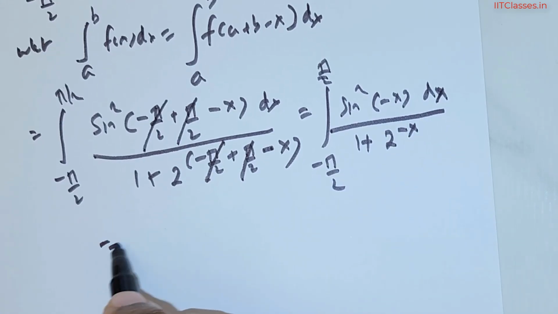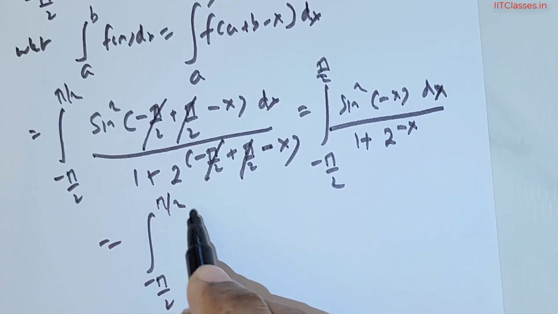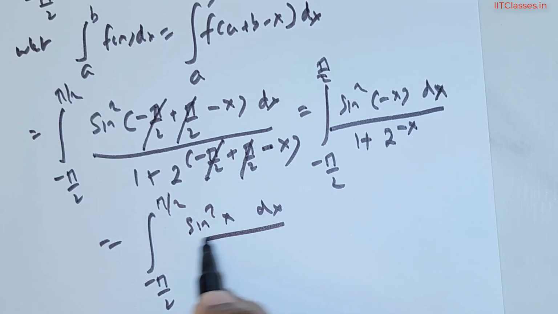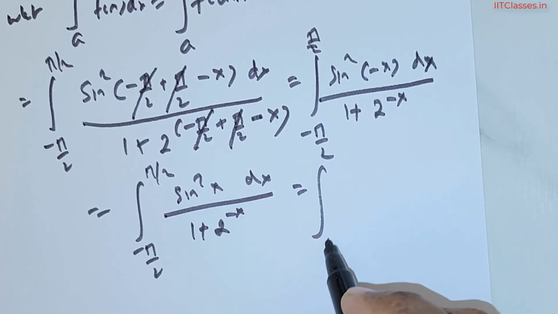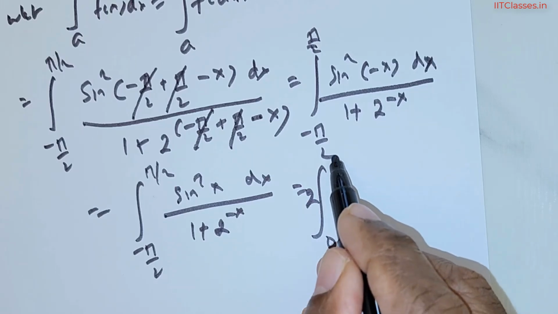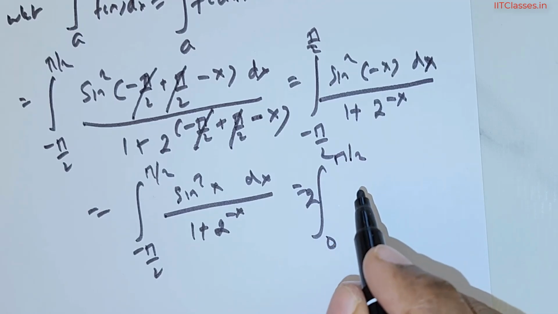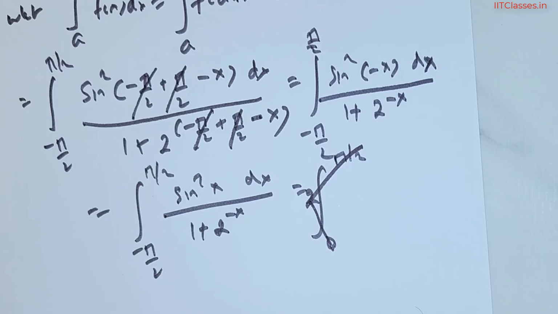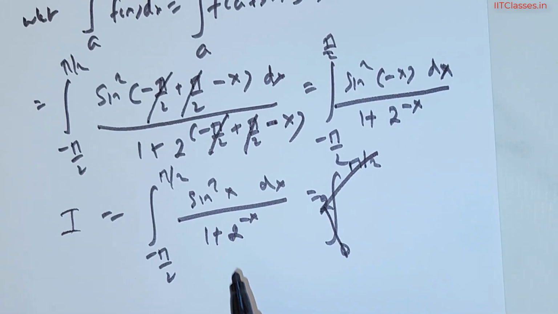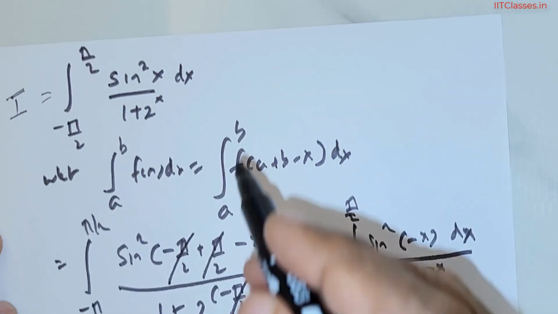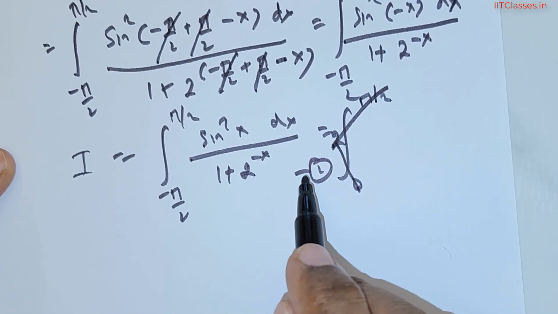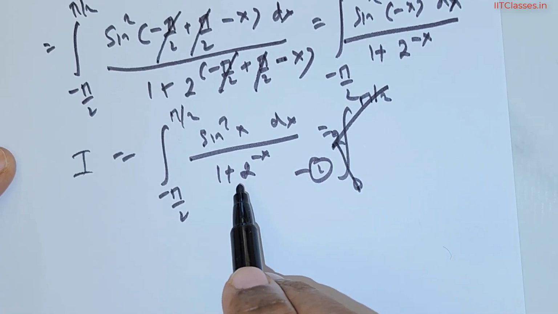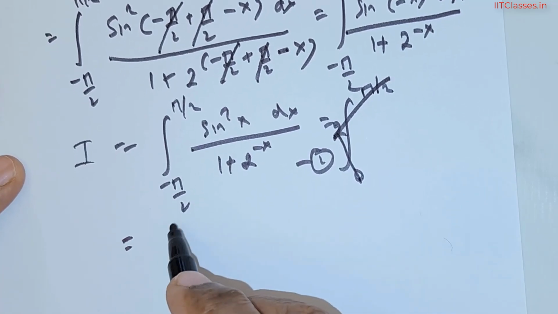This is an even function. So I have sine squared of x dx divided by 1 plus 2 raised to the power of negative x. As I mentioned, this is an even function, so I can write this as 2 times integral 0 to pi over 2. I will refrain from writing it like this. Let me just have this in this fashion, and then I will add 1 and 2. Before adding 1 and 2, I would want to convert this in the following fashion.